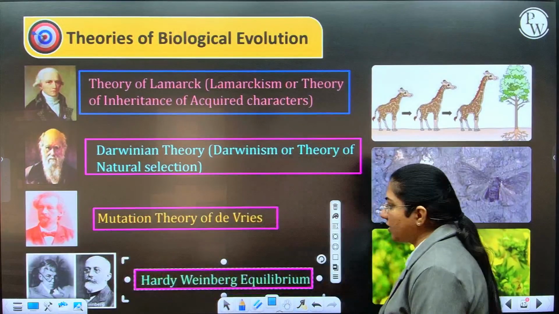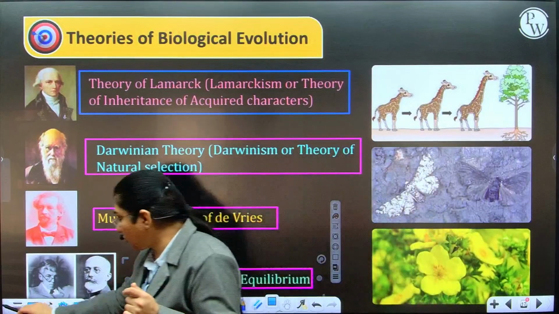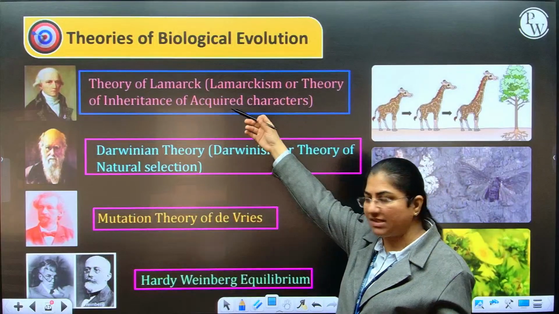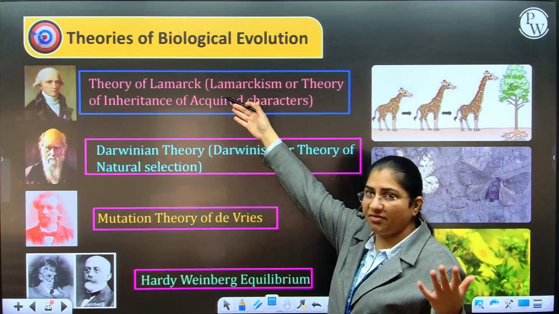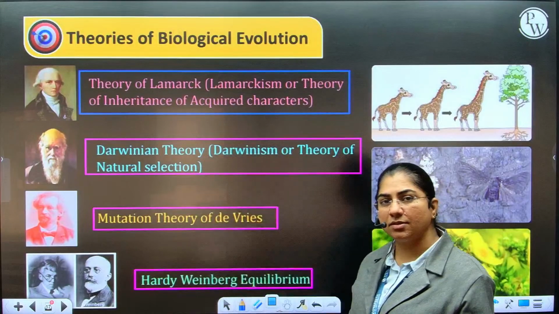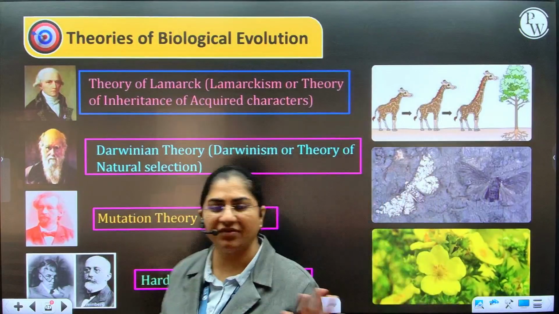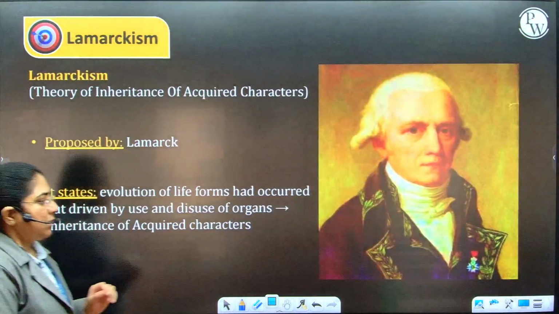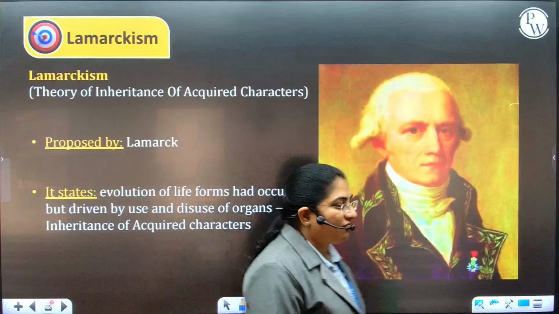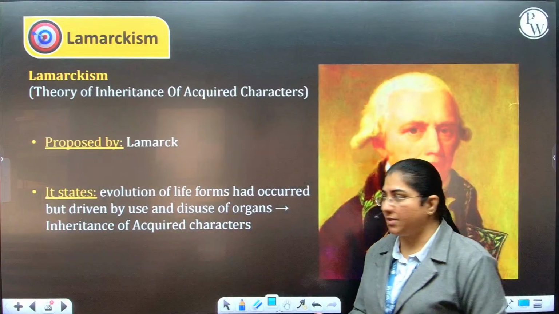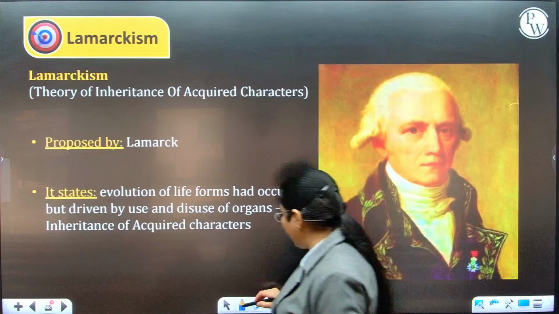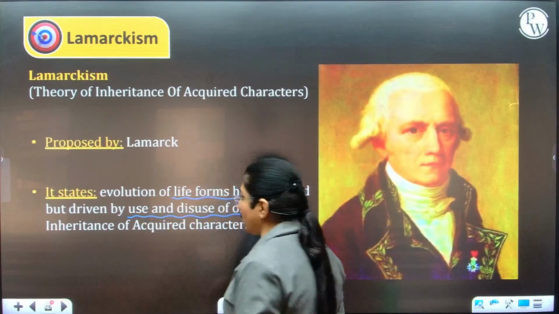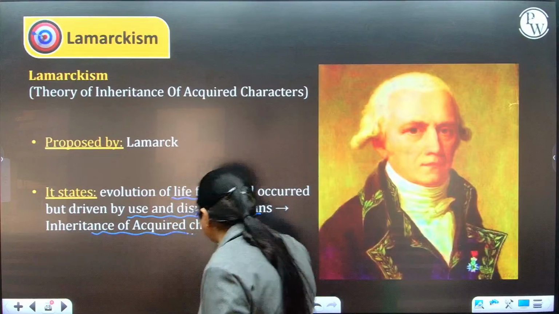We have Hardy-Weinberg equilibrium. Now we quickly go through their theories, wherein the first one we've not completely accepted, the other two we have kind of negated, and the second and the third one we have not completely accepted, but we cannot negate it, which will be taken into consideration in the Hardy-Weinberg theory. Now Lamarck sir gave us a theory of inheritance of acquired characters, where he states that evolution of life forms occurs which are driven by use and disuse of organs. That is, it is inheritance of acquired characters.